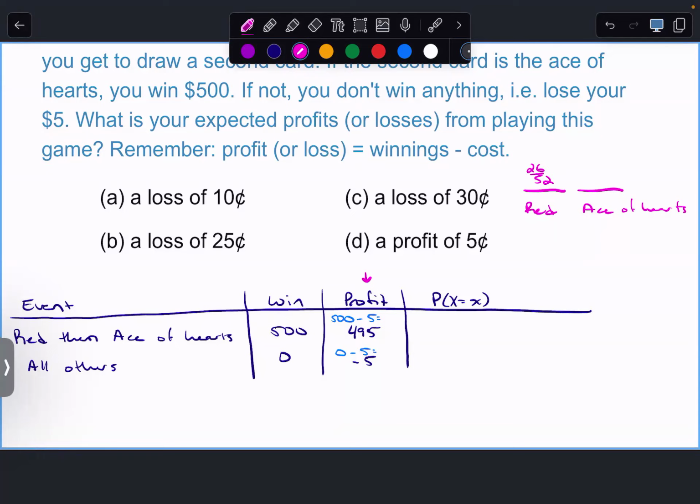Pickle. What's the pickle? You happen to draw an ace of hearts in the first one. That's the bummer, right? What happens? You win nothing. You have to draw a red, then you have to draw the ace of hearts, which is one of the reds. So that's 25 out of 52 cards possible, right? Because I can't draw the ace of hearts. I have to exclude it.